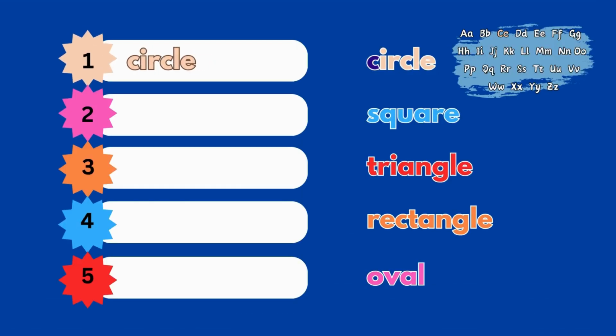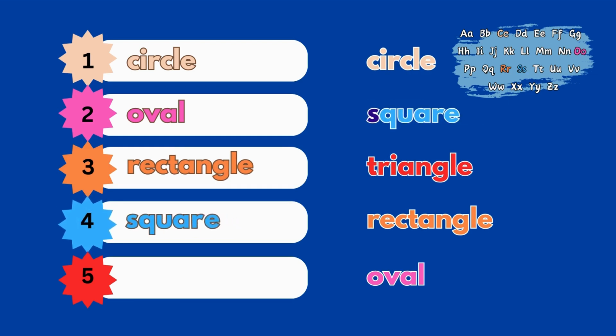Yes, the first word is circle. The second is oval, rectangle, square, triangle.